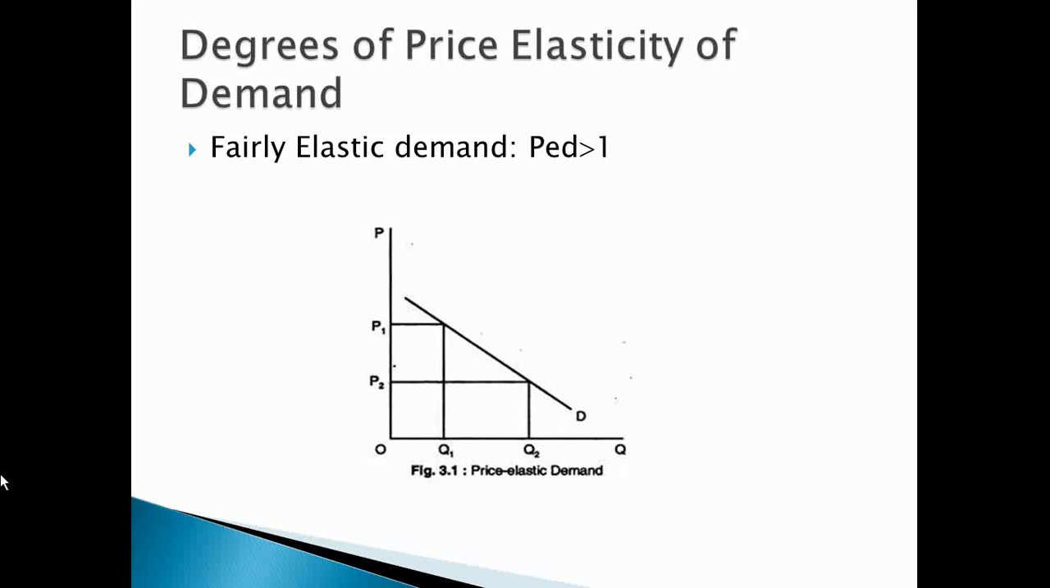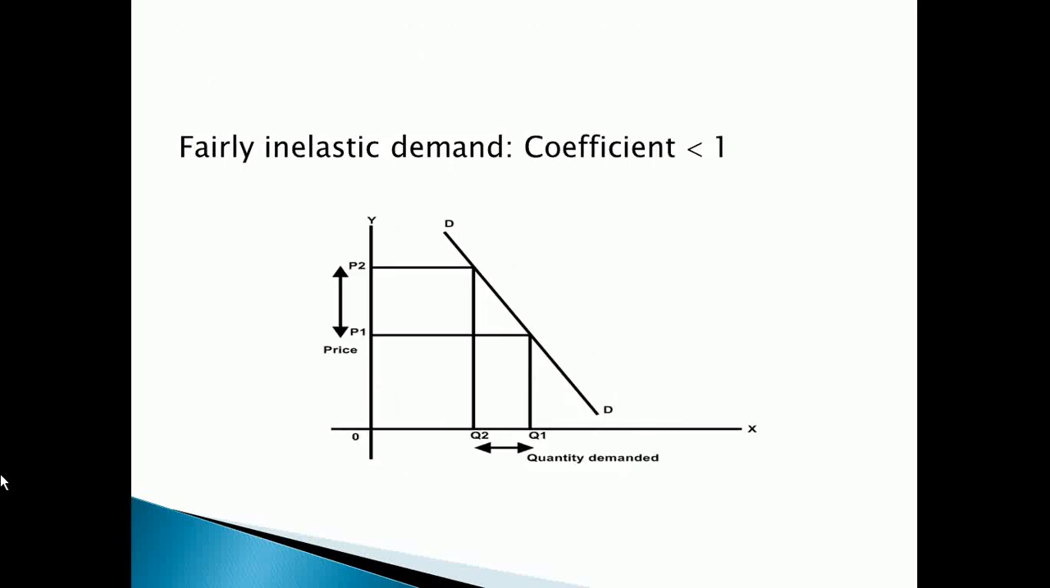Unitary elastic demand entails a coefficient of elasticity of demand equal to 1. By implication, a proportional change in price leads to the same proportional change in quantity demanded. And that is why you can see that the distance between P1 and P2 and the distance between Q1 and Q2 are the same. So for example, if there is a 10% change in price and it leads to a 10% change in quantity demanded, then your elasticity of demand is going to be unitary, which is going to be 1.